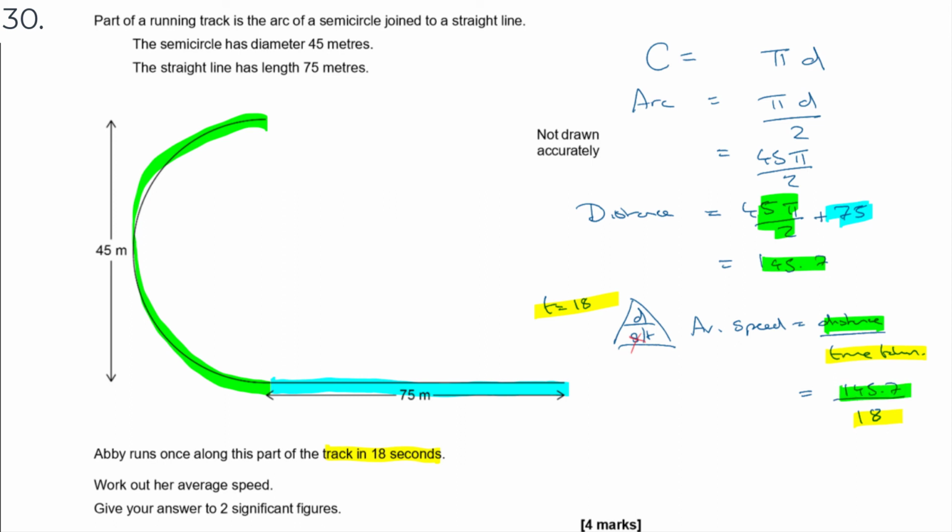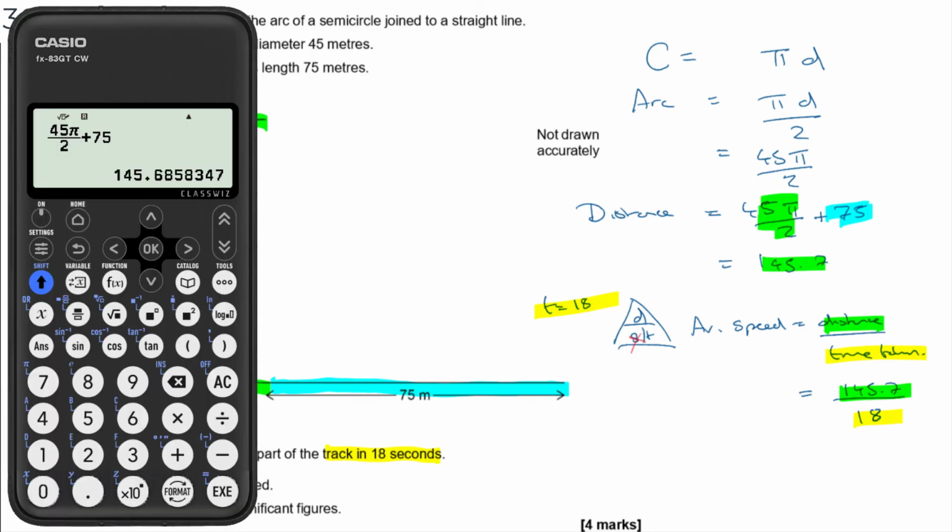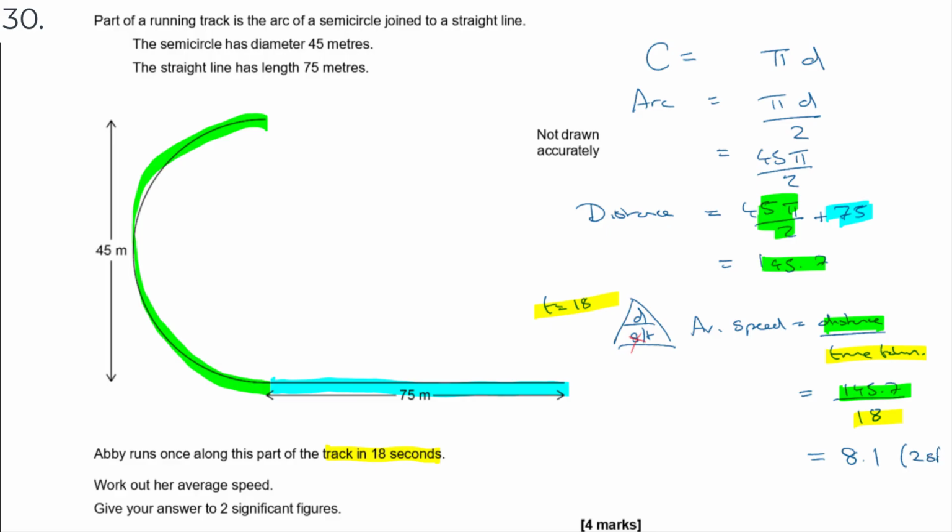Now, it wasn't quite 145.7. I've got the full amount on my calculator, and that's actually the amount I'm going to use. I'm not going to divide 145.7 by 18. I'm just going to take my last calculated value, the big long decimal, and divide that by 18 to retain accuracy as I go along. Otherwise, your answer diverges from the true answer if you keep rounding off mid-calculation. So that comes out to be 8.0936. Now, I need to round this off to 2 significant figures. I'm going to round off after the 0. The next digit is 9, which means I round up. So it's going to be 8.1 to 2 significant figures.